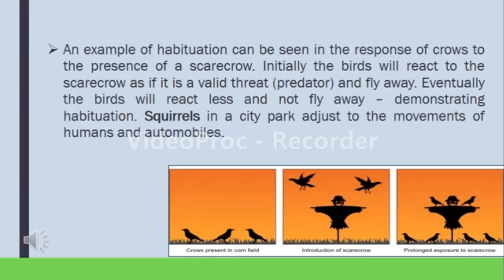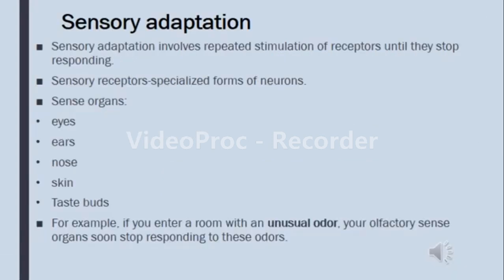You know that habituation is basically a form of learning. It is the process of responding less strongly to continuously repeated stimuli. The next one is sensory adaptation. Sensory adaptation is also a type of learning in which an organism responds.